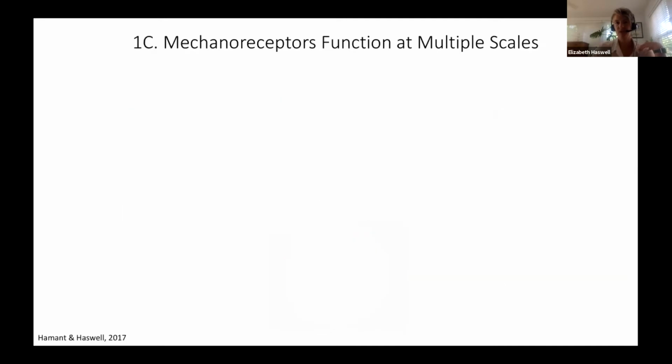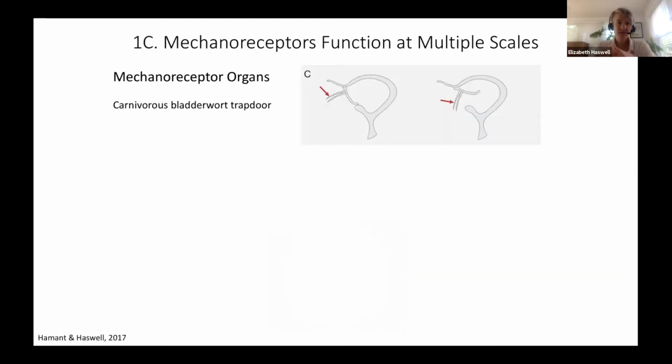One point I wanted to make is that these mechanoreceptors really can function at multiple scales. There are entire organs that are designed to perceive the stimulus. So in the example of the bladderwort trapdoor, these trigger hairs are multicellular structures that lead to trapdoor opening when they sense the presence of the prey.